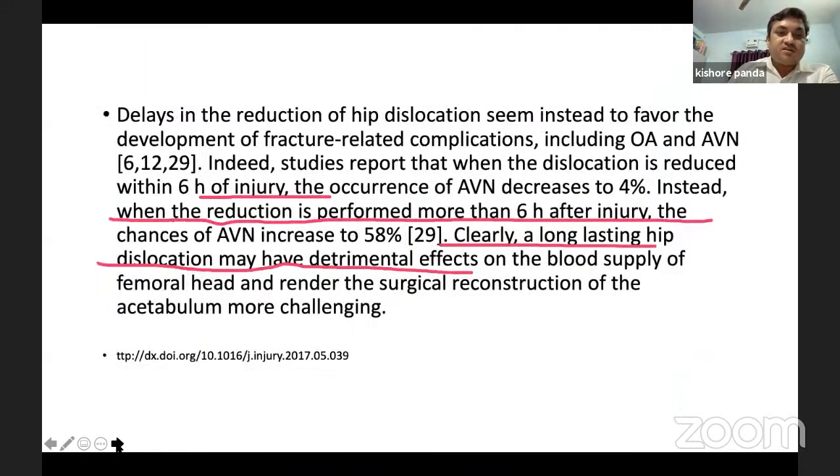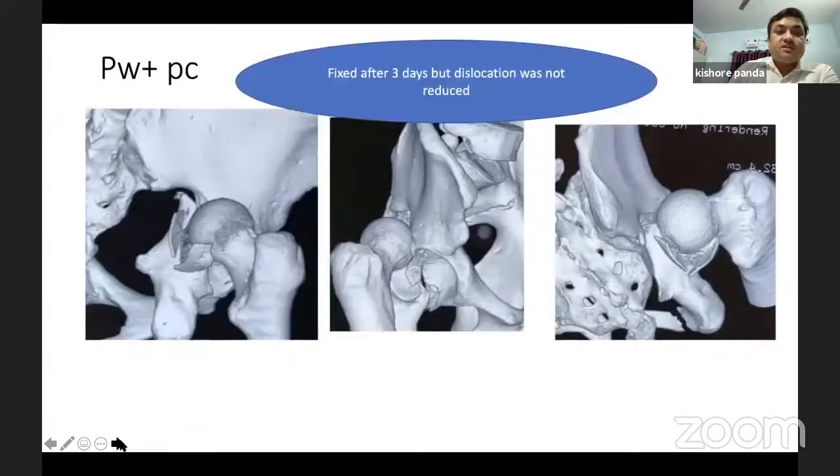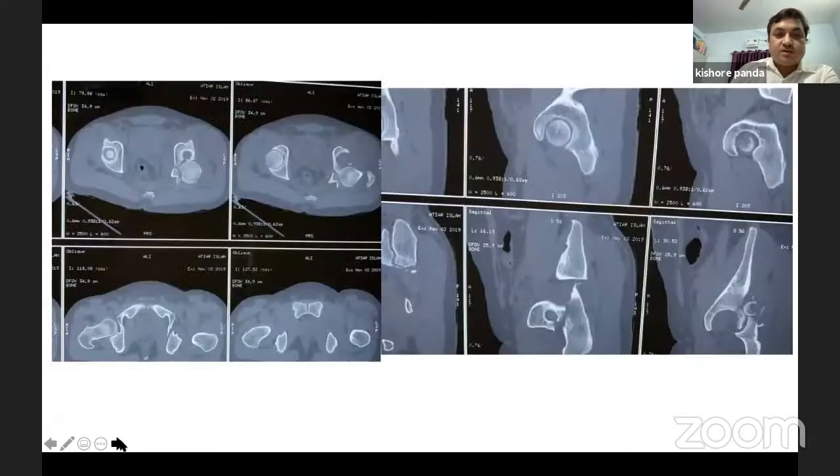So why is the reduction important? Because whenever we reduce the head within 6 hours, the AVN chance decreases to 4%, but when it is more than 6 hours, it is up to 58%. This is an example of a posterior wall, posterior column fracture. It was fixed after 3 days, but the dislocation was not reduced. So we can see the impaction and the dislocation. We can see the empty acetabulum.